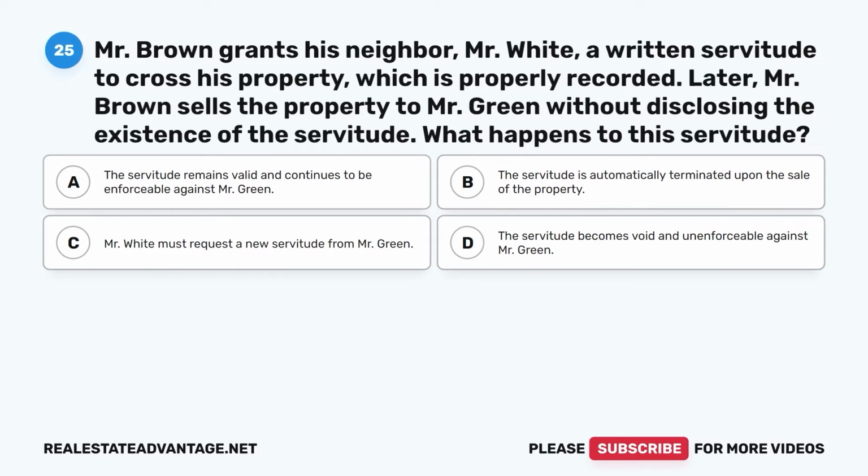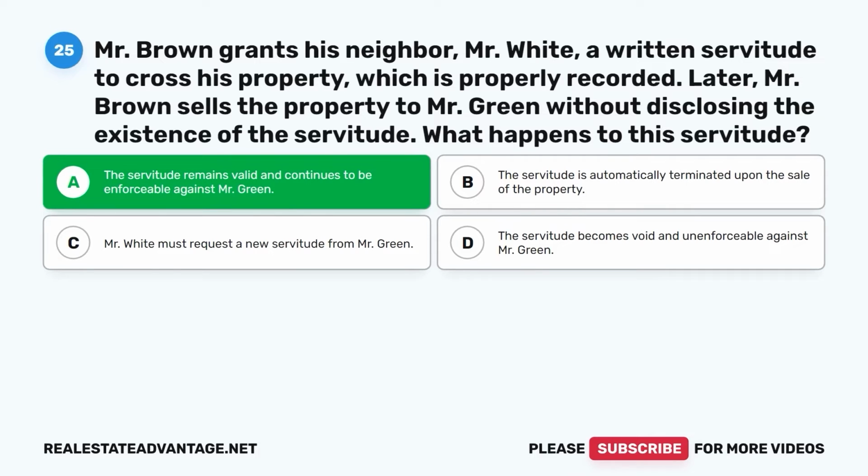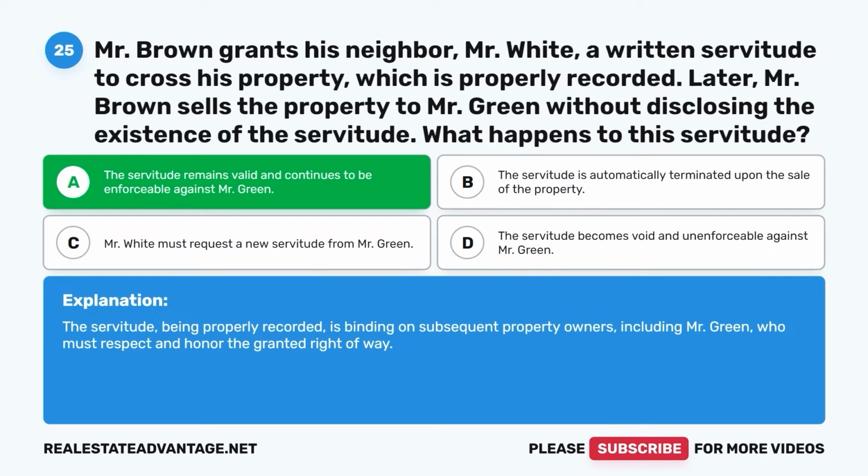C. Mr. White must request a new servitude from Mr. Green. D. The servitude becomes void and unenforceable against Mr. Green. The correct answer is A. The servitude remains valid and continues to be enforceable against Mr. Green. The servitude, being properly recorded, is binding on subsequent property owners, including Mr. Green, who must respect and honor the granted right-of-way.